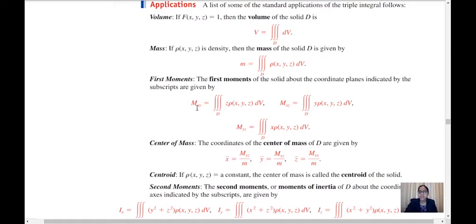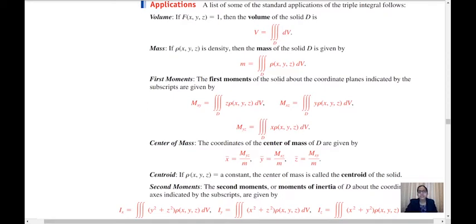First moment, that is Mxy, is the triple integral over D of z times rho of x, y, z dV, and Mxz would be the triple integral over D of y times rho of x, y, z dV, and Myz will be equal to the triple integral over D of x times rho of x, y, z dV.